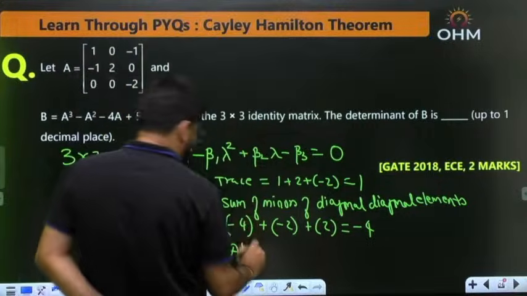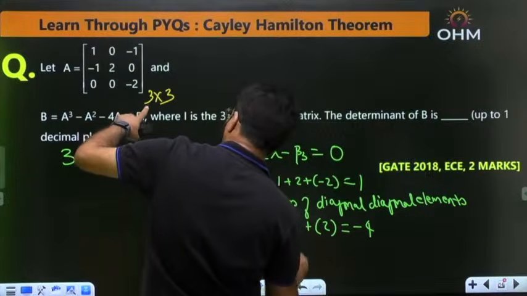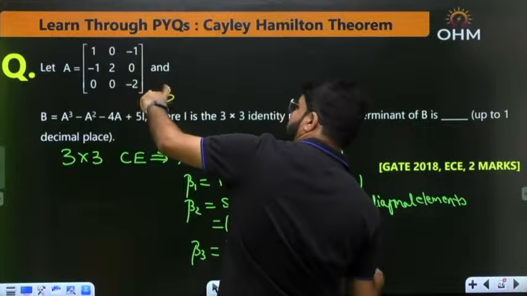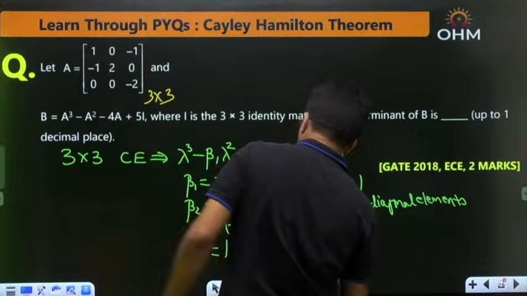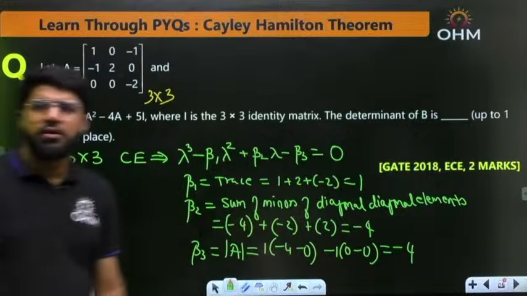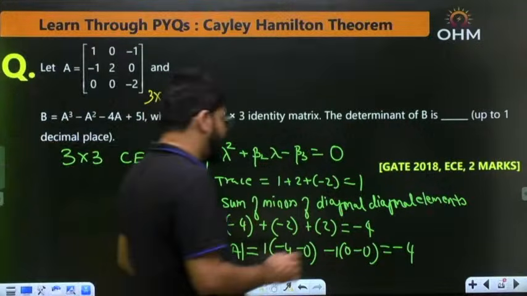Okay, let me simply expand about the first row. 1 and minus 4 minus 0. Then this is 0. Last element minus 1, with minus 1, 0, 0 only. So the determinant is minus 4 actually. Determinant is minus 4. Now you see, the question is asking determinant of B.